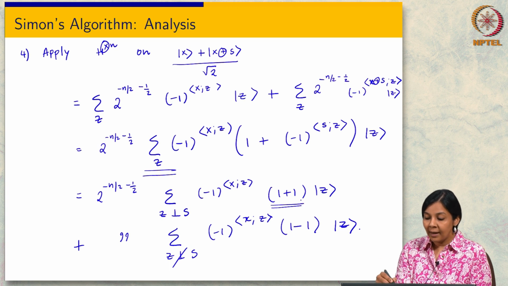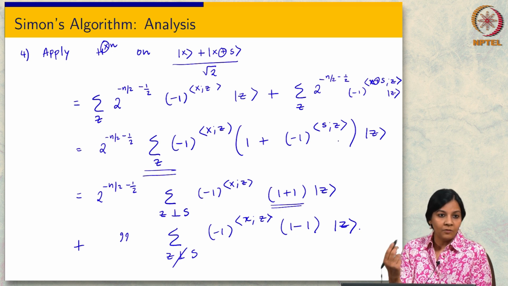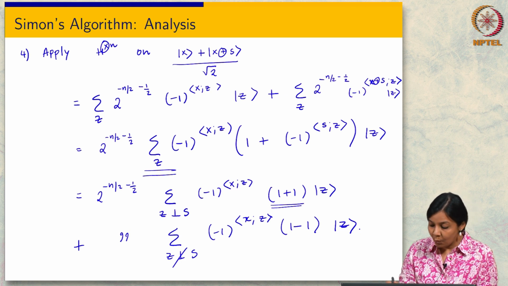In the other case, where S is not orthogonal to Z, if the inner product is not 0, it is 1, because this is all mod 2. So in that case I get 1 minus 1, and this whole term will in fact go away.